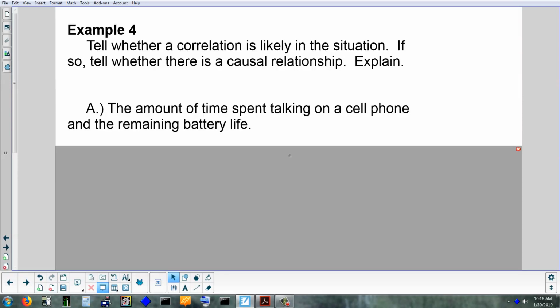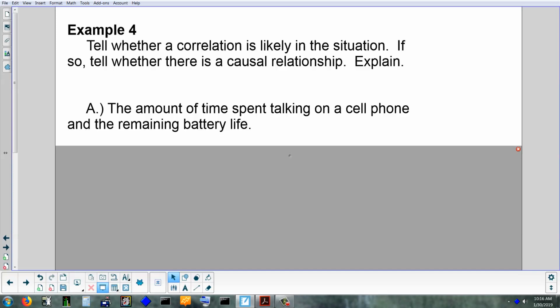Okay. So the amount of time spent talking on a cell phone and the remaining battery life. Do you think that if you made a chart with how many minutes, just take your phone, don't compare your phone to someone else's phone, that's different. Take your phone, you talk on it for 20 minutes, and then you talk on your phone for 40 minutes. Do you think there's going to be a connection with how much battery life you have left?